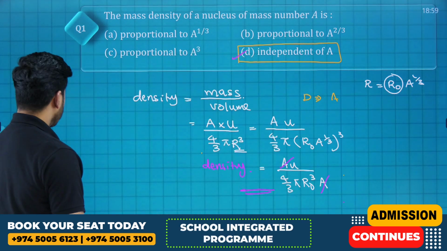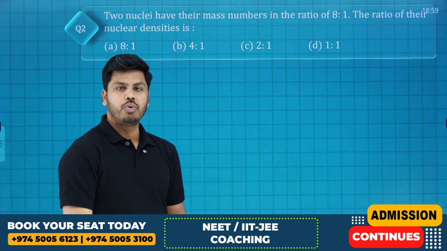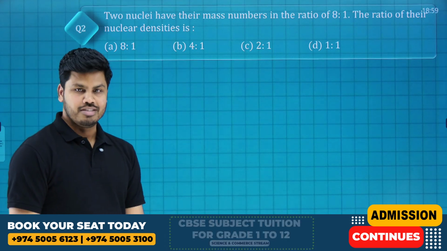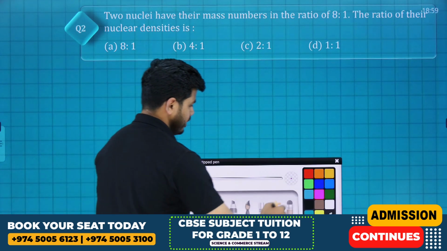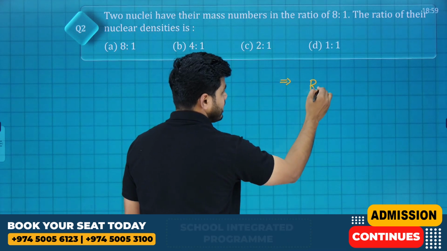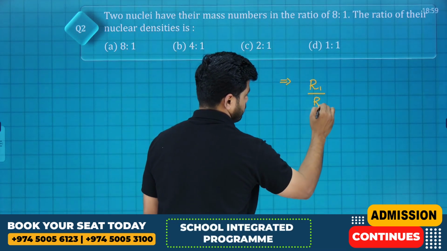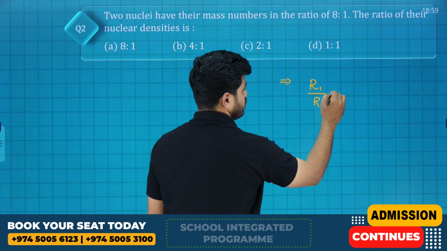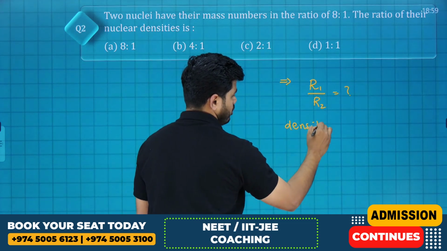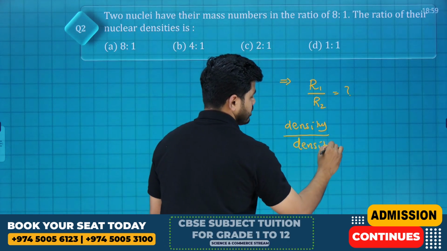Right. Question number 2. Two nuclei have their mass numbers in the ratio 8:1. The ratio of their nuclear densities. See, this question is actually really confusing. We may be asked to find the radius ratio, radius of nucleus 1 to radius of nucleus 2, R1 by R2, or we may be asked to calculate the density ratio, density of nucleus 1 by density of nucleus 2.